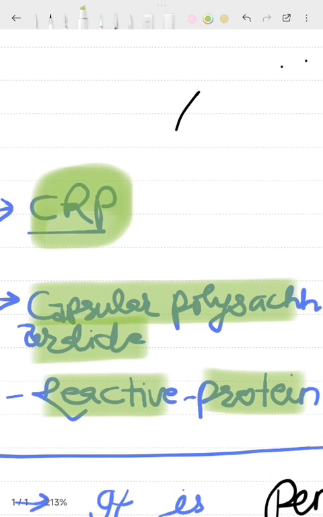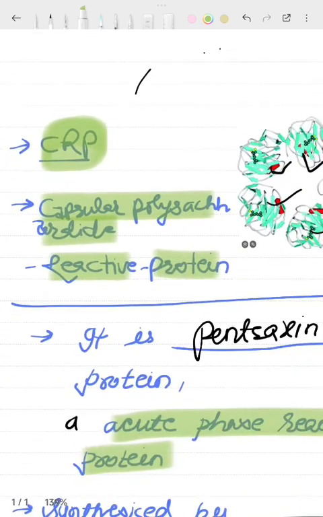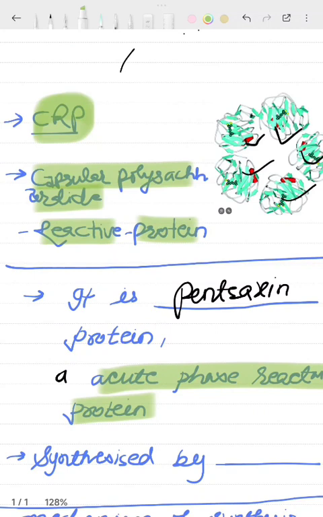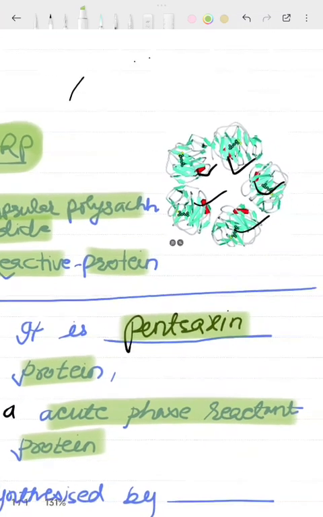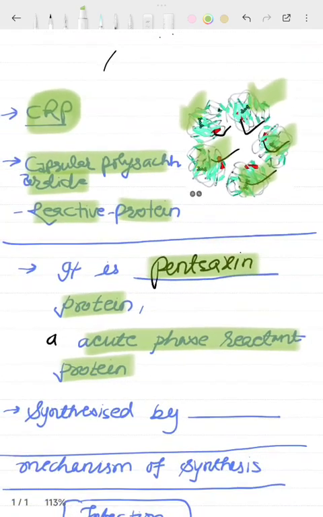What is the full form of CRP? It is C-reactive protein, a capsular polysaccharide reactive protein. What is CRP? CRP is a pentraxin protein. Why is it called a pentraxin protein? Because it is made up of 5 subunits and it is an acute phase reactant protein.